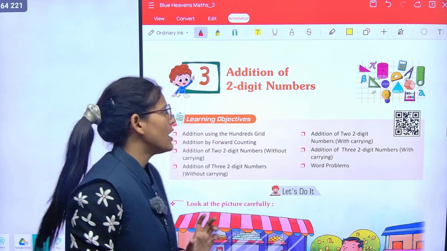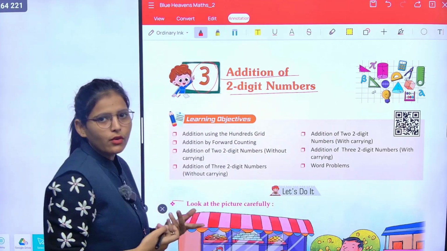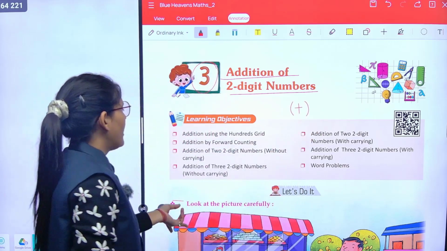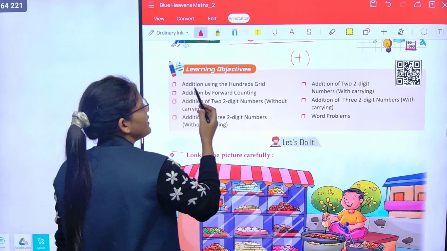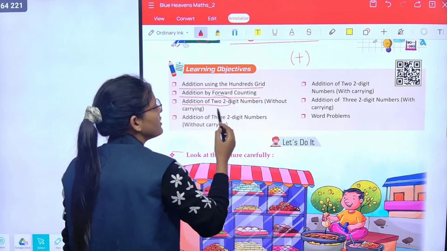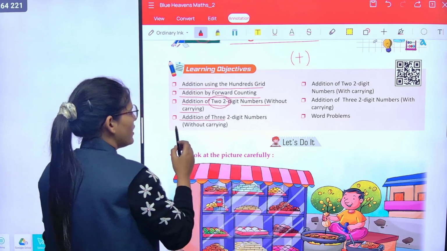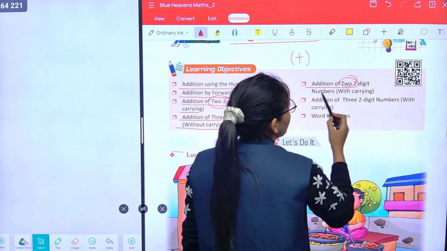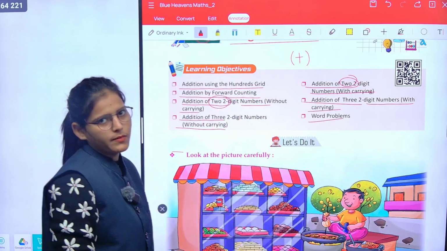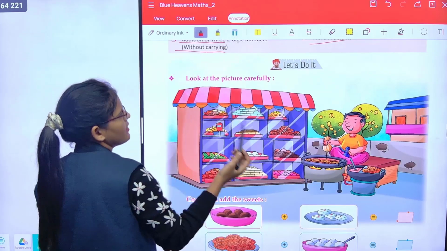Students, today we will learn chapter number 3, that is addition of two-digit numbers. Class, the symbol of addition is this. Our learning objectives are addition using the 100 grids, addition by forward counting, addition of two-digit numbers without carry, addition of three two-digit numbers without carry, addition of two-digit numbers with carry, addition of three two-digit numbers with carry, and word problems. So let's start the chapter.